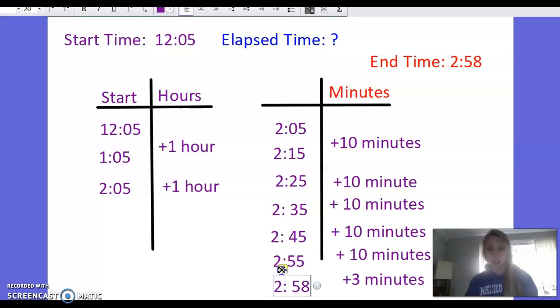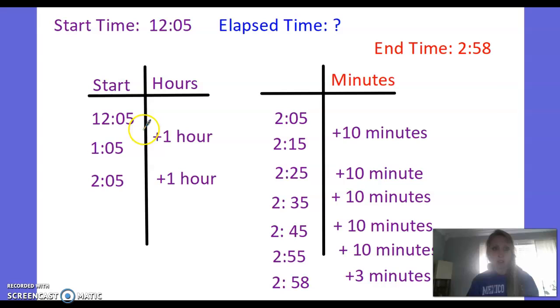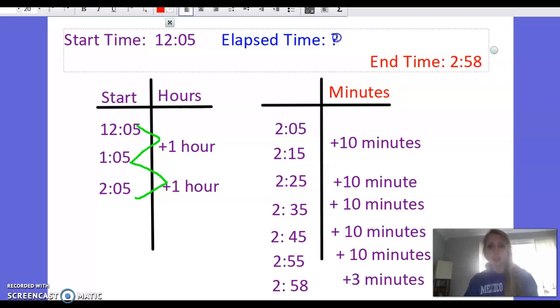All right, now I still have a job to do. I still need to find what my elapsed time is going to be. So now I'm going to add up my hours and my minutes. So let's see. From 12:05 to 1:05, I had 1 hour. 1:05 to 2:05, I had 2 hours. So 2 hours have passed.